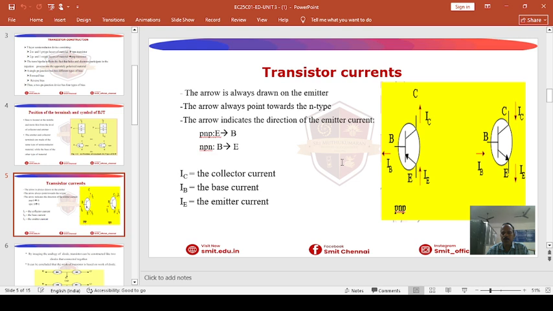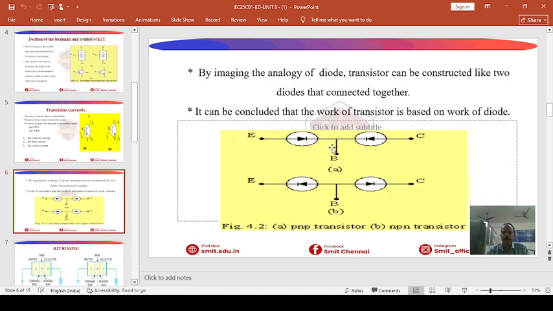So what is the total current induced? It is nothing but the sum of these two currents. By imagining the analogy of a transistor, we can say, as I already told you, it is nothing but two diodes connected back to back, or we can say together. This can be valid for either an NPN transistor or a PNP transistor. In the diagram, we can see the analogy for a PNP transistor and for an NPN transistor.